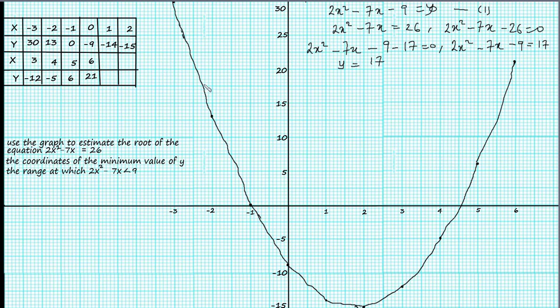So this is 15. So our 17 will be here. So we draw it to this side, we draw it to this side, and see where it crosses the graph. So this is it. This is the first one, and this is the second one.